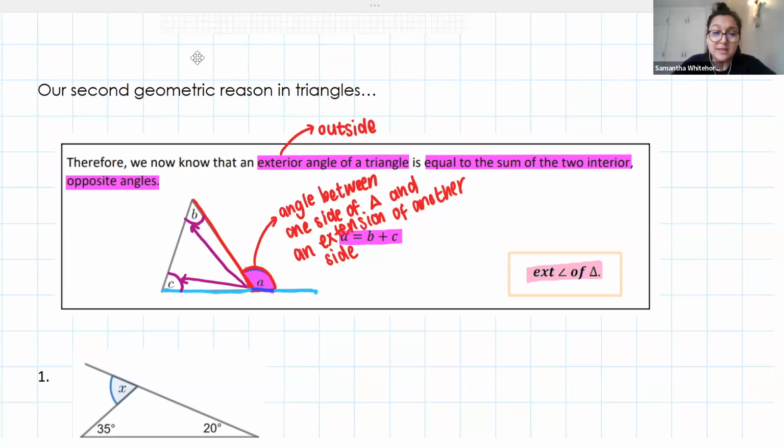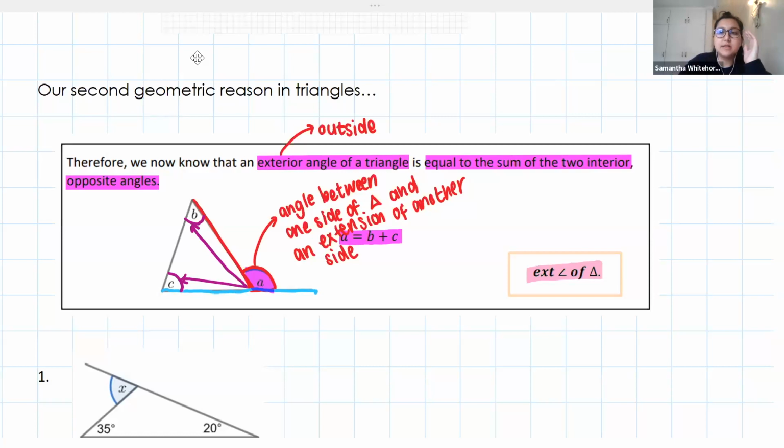Okay, so again, I get that these are a lot of words, and especially when we start trying to put these geometric reasons into words, it does become quite long and wordy. We need to be able to put it into practice, obviously, which is what we're going to do in a second. But that is really important to know. If we've got an exterior angle, we add the two opposite interior angles and we have the exterior angle's size.